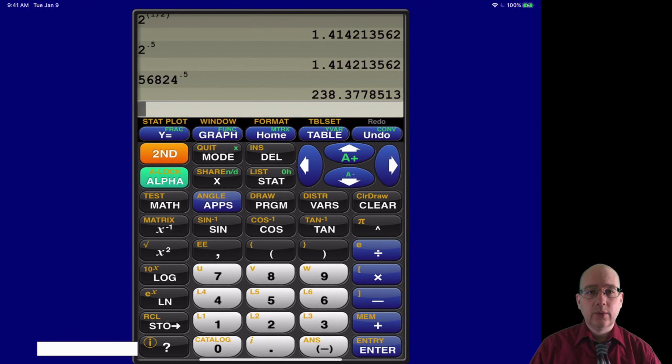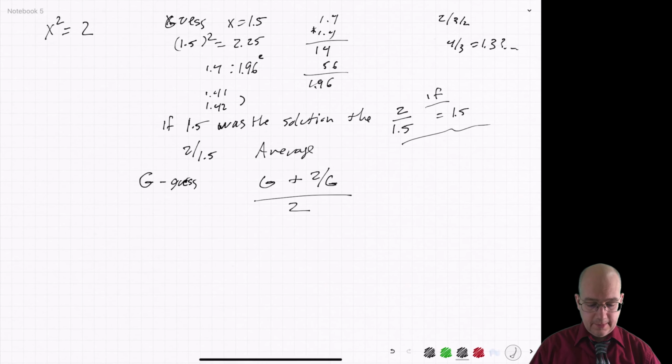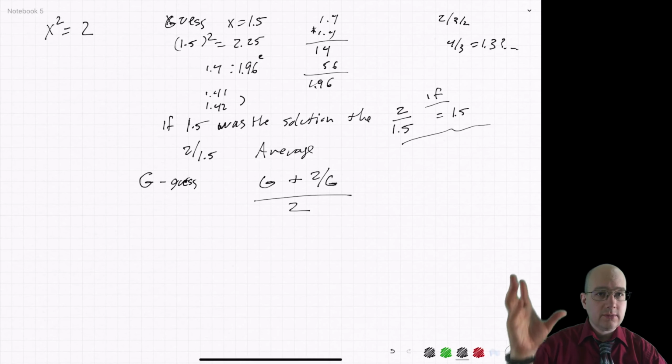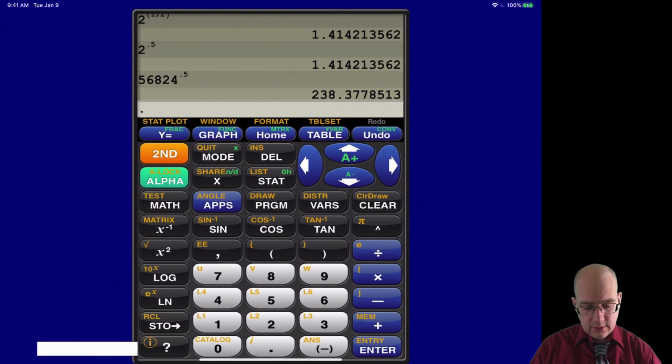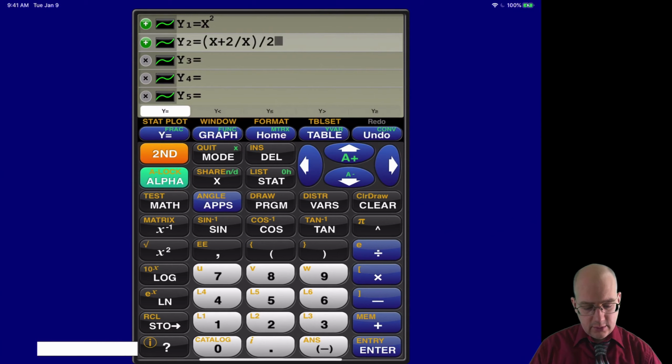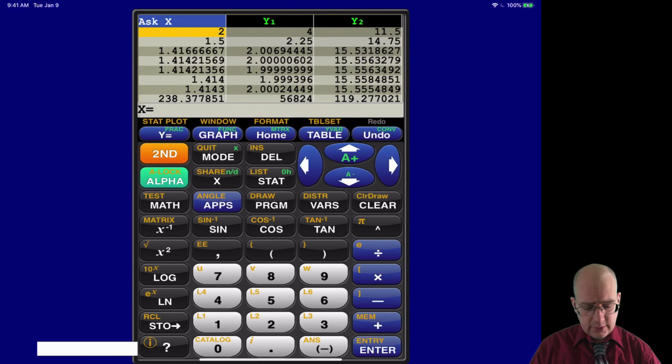And so that is how we can use that formula. And that just gets to any root. So if I go back and let's say I want to do the square root of 42, then I replace this 2 with 42, go to my table.